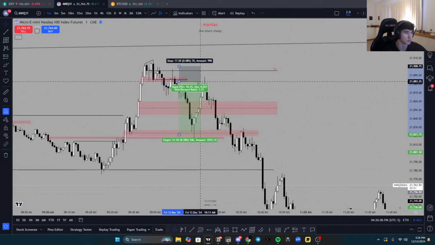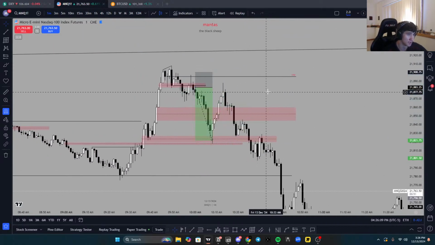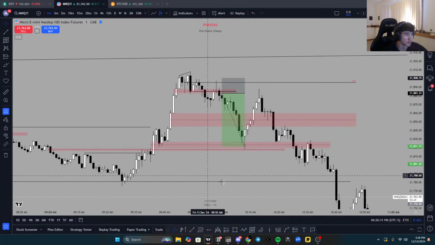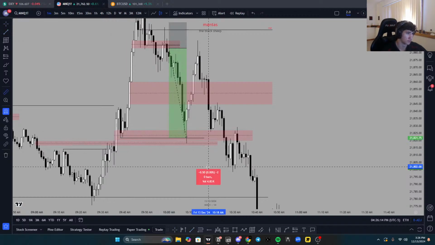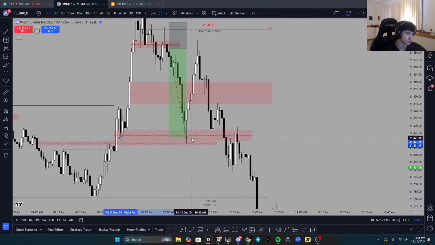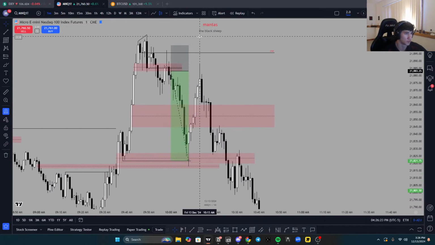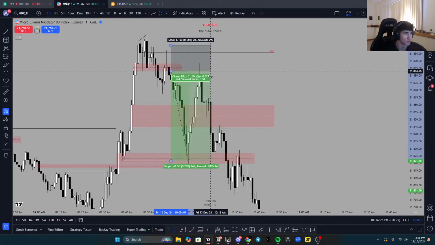This would have given us a proper, I'd say, 66 handles. It would have given us 66 handles, and that would have been really nice. But we have this right here. Boom, we can see we tapped into it. This is the first presented gap, the first one that formed after 930. We tapped it perfectly, and we push up higher immediately to come stop me out, which is what happened.